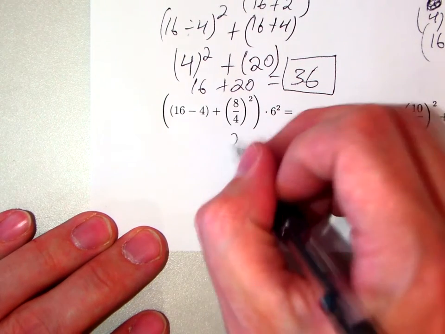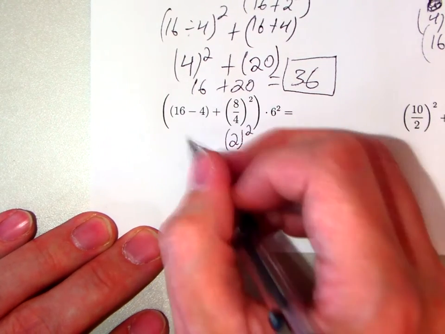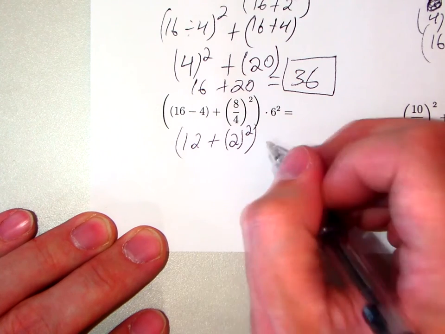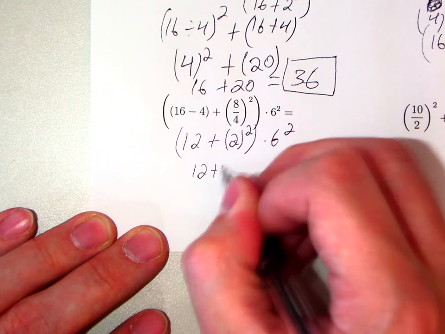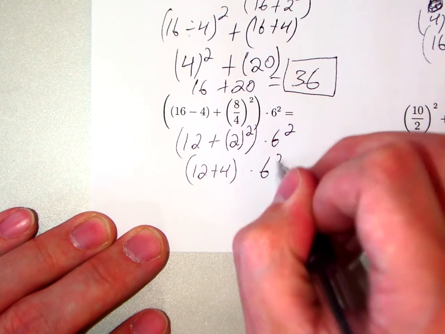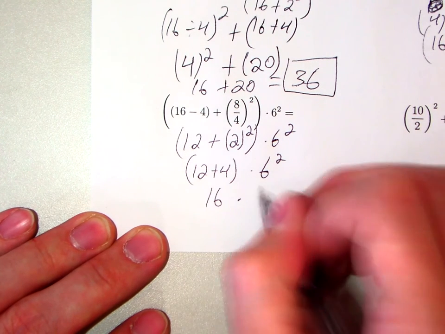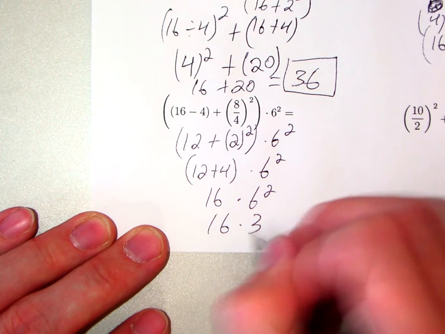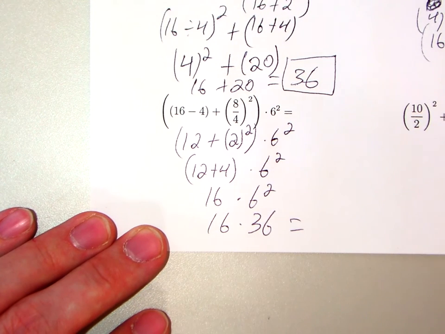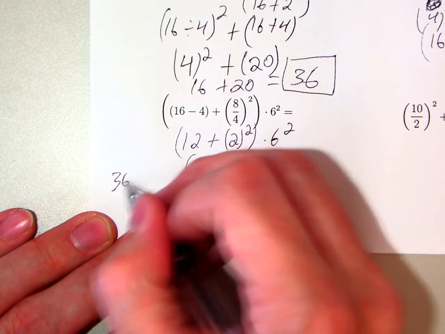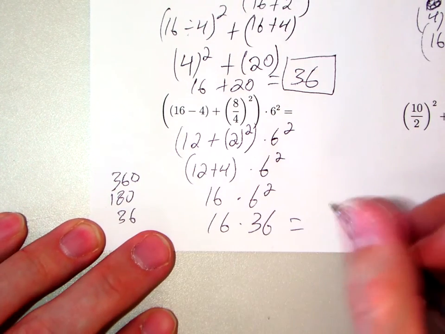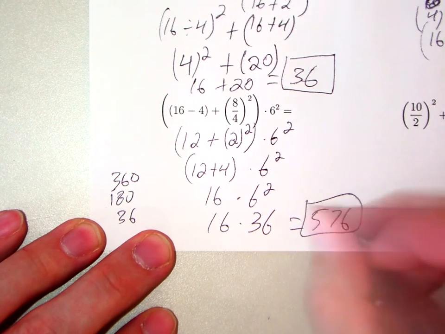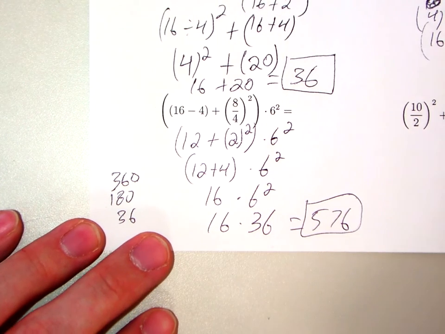Bottom left, 8 divided by 4 is 2, and that's what we square. 16 minus 4 is 12. And we multiply this by 6 squared. So 2 squared is 4, becomes 12 plus 4 times 6 squared. So 16 times 6 squared, so 16 times 36. And if we multiply those out, we get 360 plus 180 plus 36. 576, maybe.